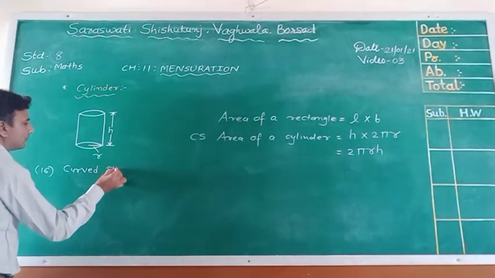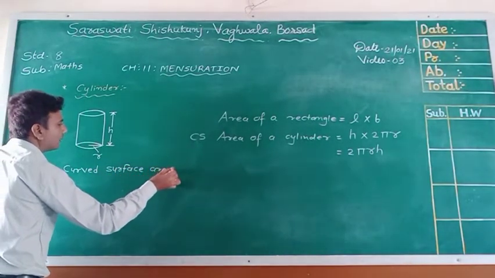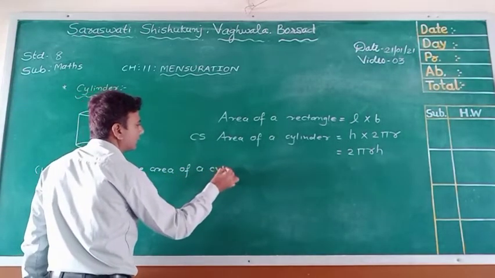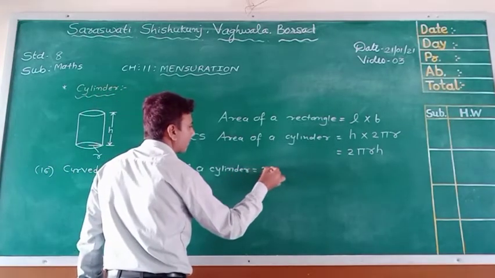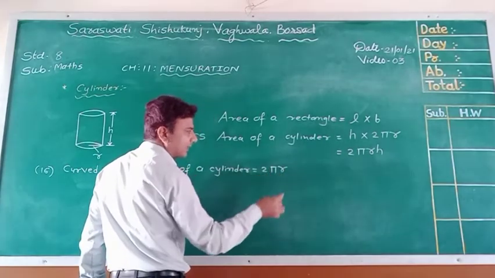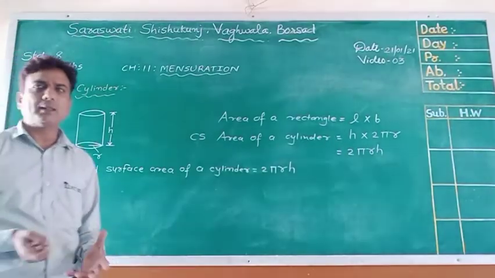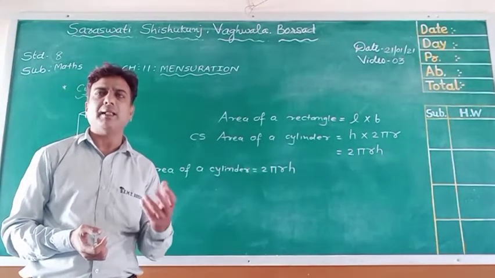Curved surface area of a cylinder equals 2 pi r. 2 pi r means the circumference of the circle, and length means height. Multiplying both, we got this formula: curved surface area of cylinder equals 2 pi r h.